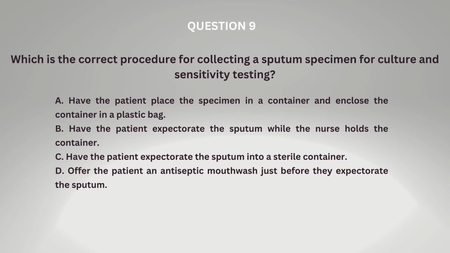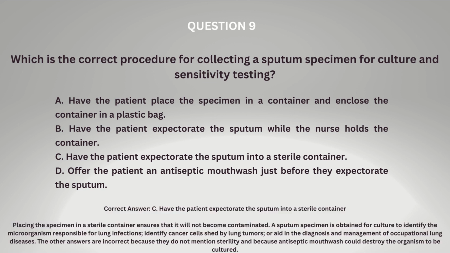Which is the correct procedure for collecting a sputum specimen for culture and sensitivity testing? A. Have the patient place the specimen in a container and enclose the container in a plastic bag. B. Have the patient expectorate the sputum while the nurse holds the container. C. Have the patient expectorate the sputum into a sterile container. D. Offer the patient an antiseptic mouthwash just before he expectorates the sputum. The correct answer is C.